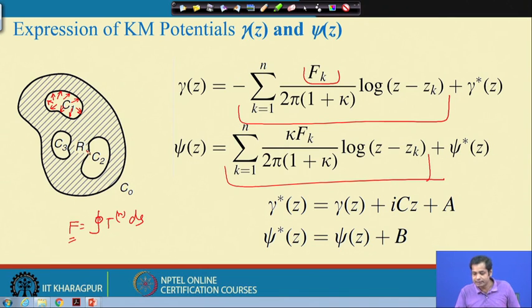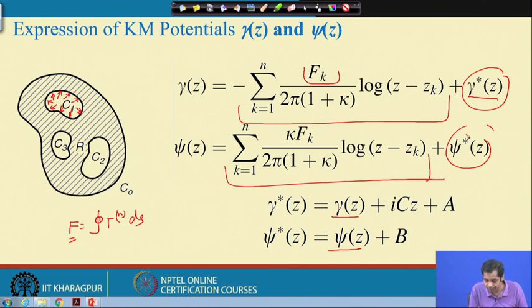Okay. Now, the second term is the very same as the previous one, the simply connected case. The second term is written in terms of gamma z and psi z, where gamma z and psi z have the same power series representation as for this part. Okay. So, in this case, the additional part is only the first one.